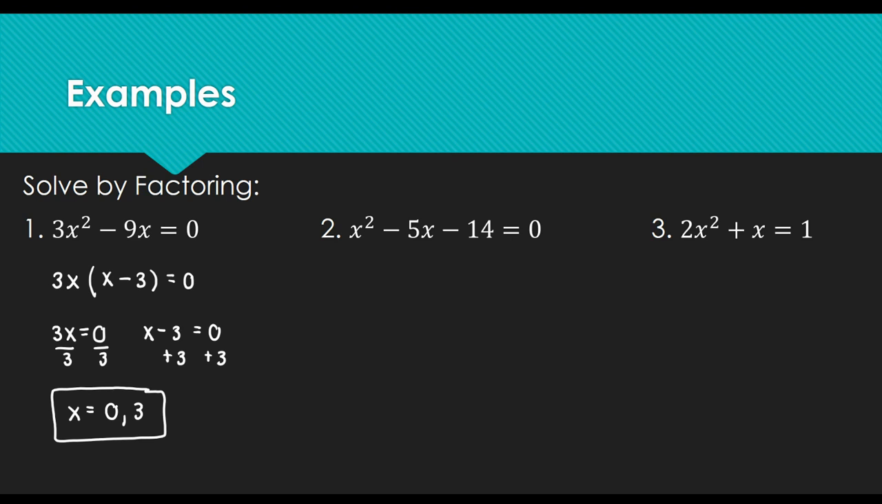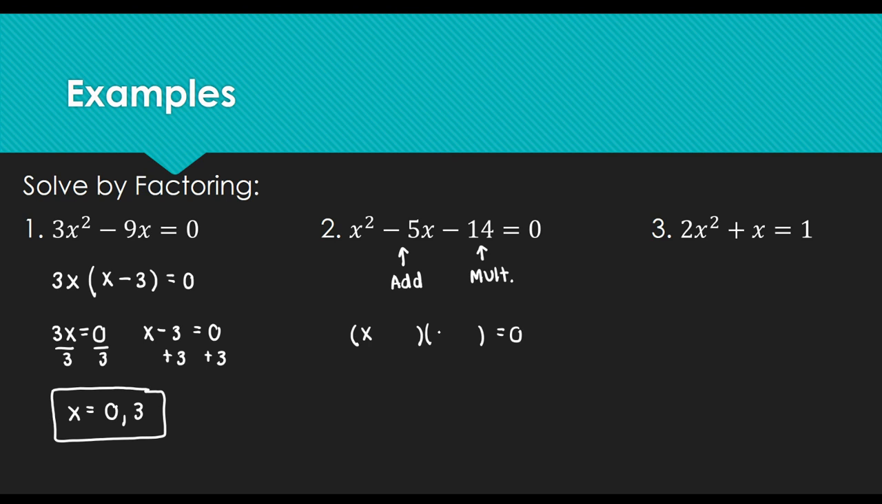If I look at the next one, it is in general form, which is good. Notice that if I start looking for a GCF, this time I don't see anything in common. If there is no number in front of the x squared, that tells us that, remember, we want to find numbers that multiply to negative 14, but add to negative 5. So it multiplies to the last, but adds to the number in the middle.